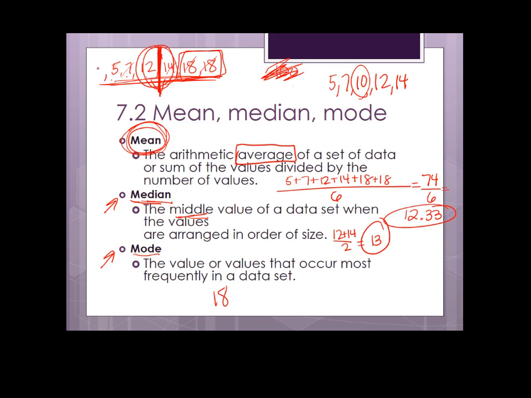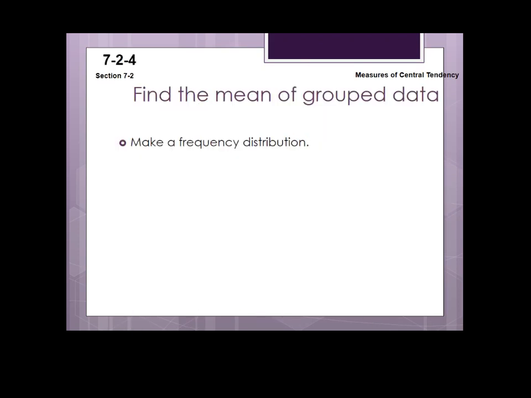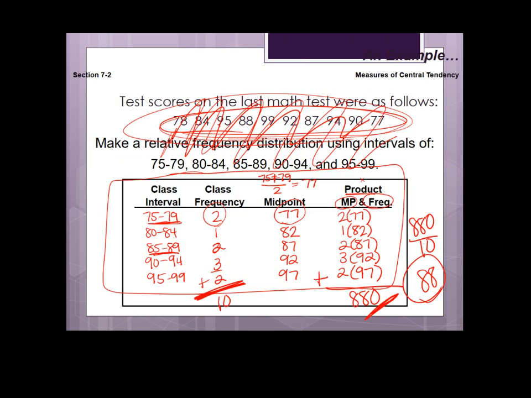Now let's say I had another 5 here, then the mode would be 18 and 5. Okay, but that's not the case. Alright, I apologize for not doing that earlier. Okay, so let's move on.